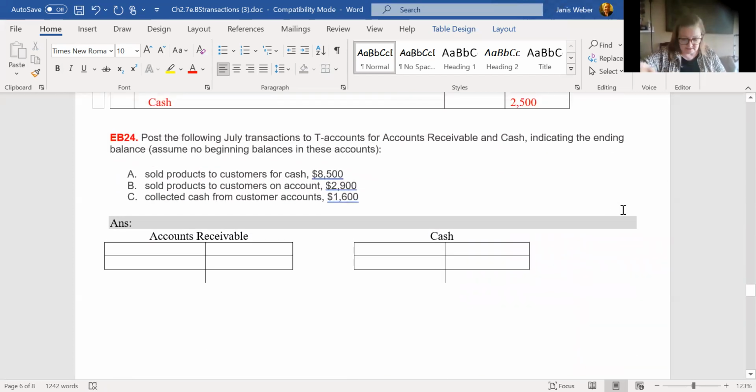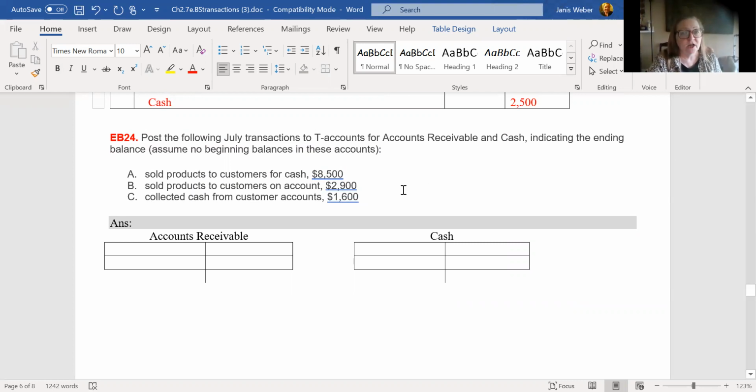All right, now let's see, we got this one. And we just got a few more after that. This is recording them in the T accounts again. And again, the best way to do it is just jot down the journal entry so you can see where you would have posted it.